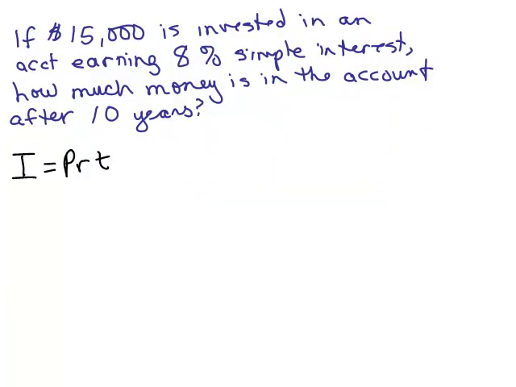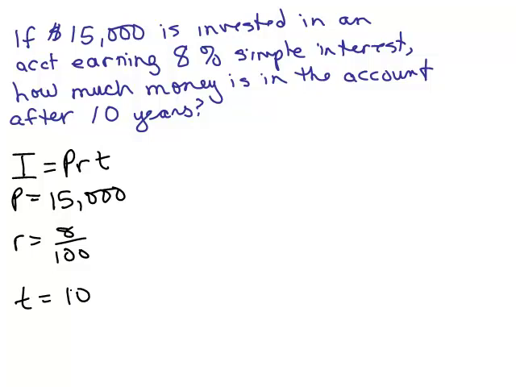So here's the first problem. $15,000 at 8% simple interest for 10 years. So we know that P is the principal, how much money we put in the account. Our rate will be the percentage rate, 8%, how about we write that as 8/100ths? And the time, how many years? 10 years. Now keep in mind, you could put 0.08 for the rate as well.